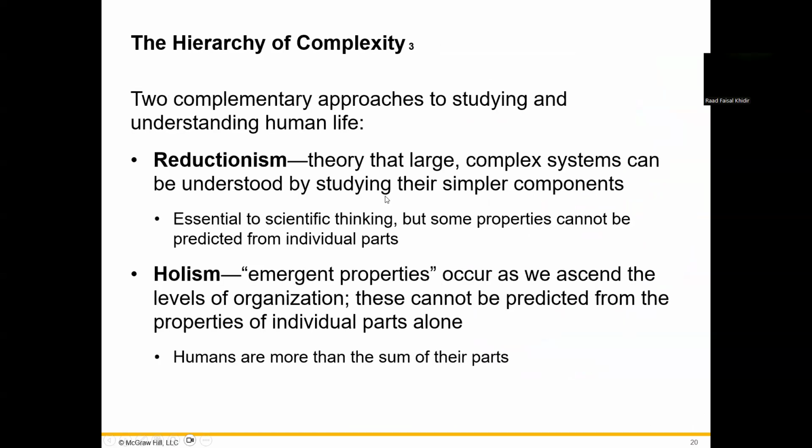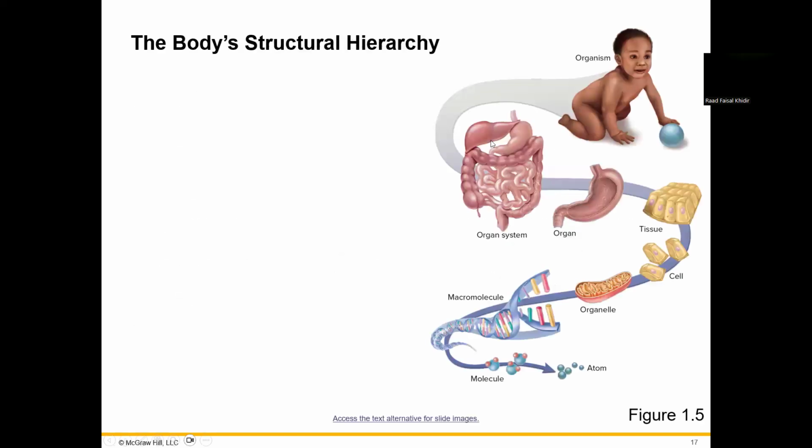Okay, we discussed that. What is reductionism and holism? Reductionism, scientists, they never agree on anything. So some scientists said the best way to study is reductionism. You take a whole organism and you break it apart into smaller pieces. You break down the organism into organ systems, into organs, into tissues, into cells, into organelles, into macromolecules, micromolecules, and then the atoms.